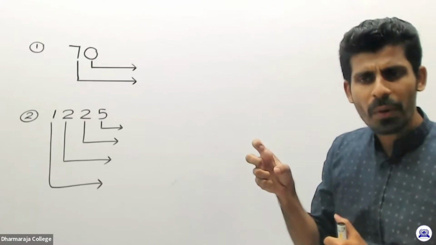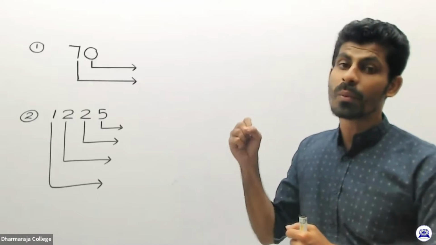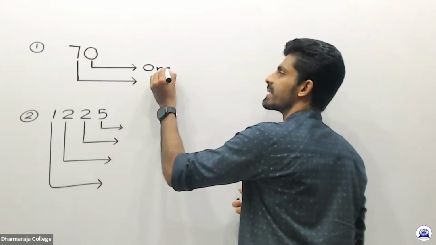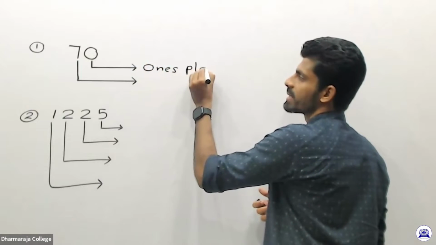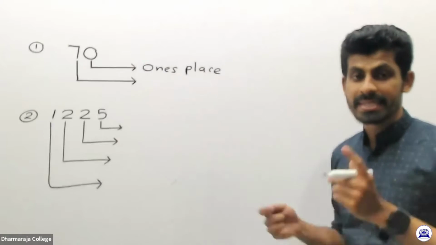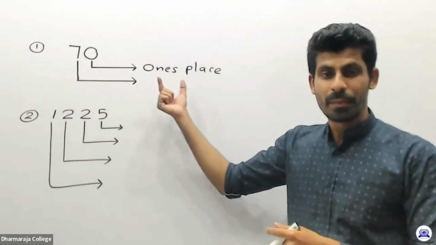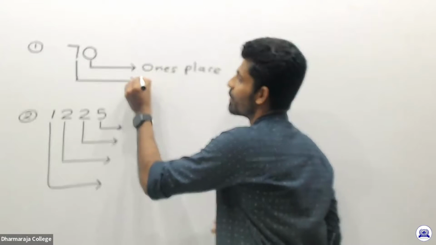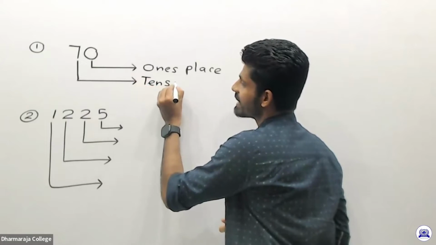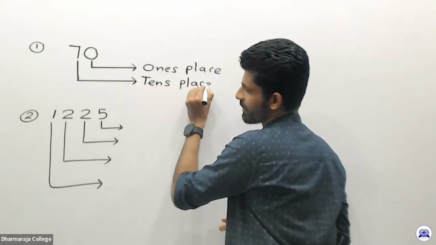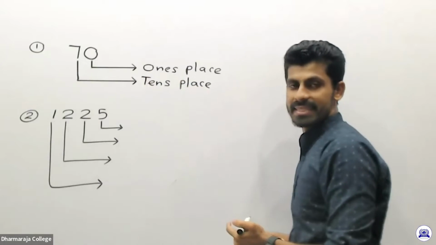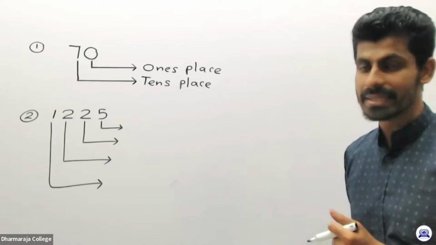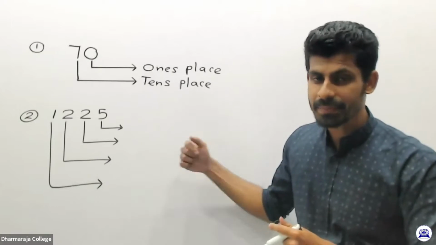0 means one's place. Then what is the value of 7? Next one, tens place. One's place, tens place. This one equals the tens place. Right? Look at the second example, my dear.